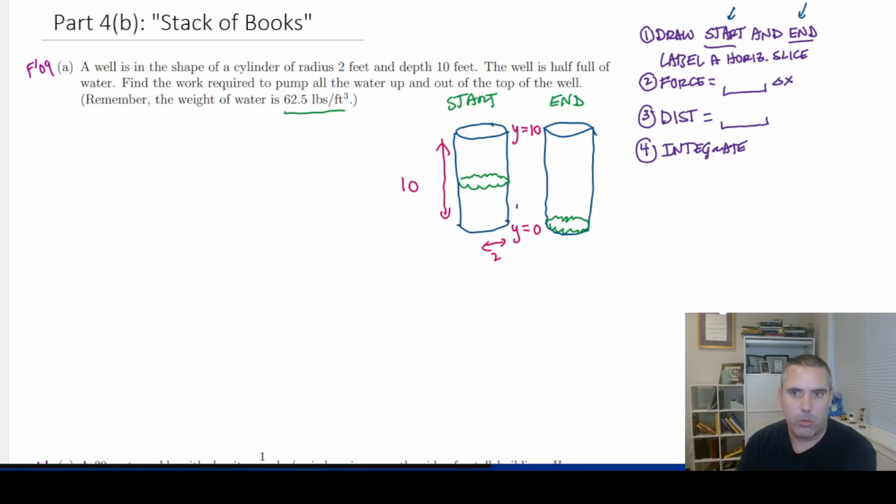The next step is you're going to label a book. Meaning, pick a random place where at the start there is water, and draw it with a little bit of thickness. That is one book that we're going to lift to the top. Now, I challenge you to try to actually lift a layer of water. That's a challenge. The other question people have is, how do you pump? Do you have a straw in there? Isn't the straw pumping from the bottom?